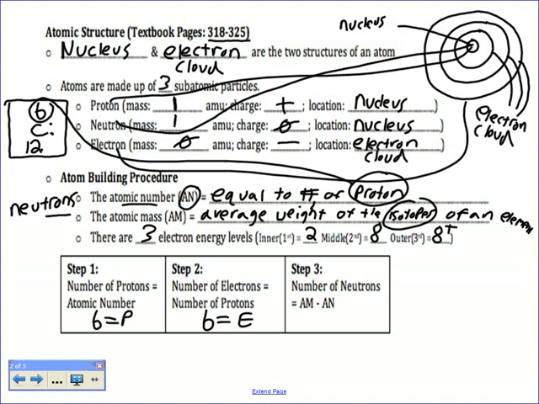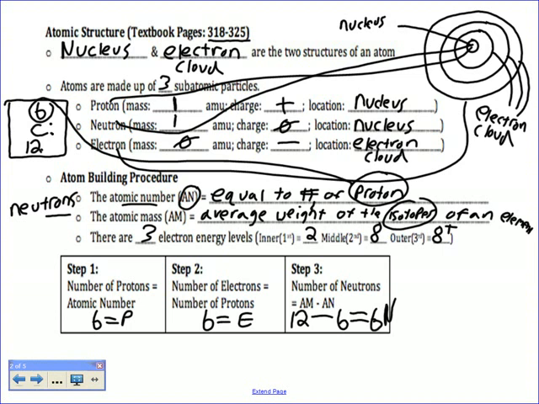And then step 3, number of neutrons equals the atomic mass minus the atomic number. So the atomic mass should always be bigger than the atomic number. So the atomic mass equals 12, because it's the protons plus the neutrons, minus 6, which is the number of protons, and that gives us 6 neutrons, because we know that the atomic mass equals the atomic number plus the number of neutrons.